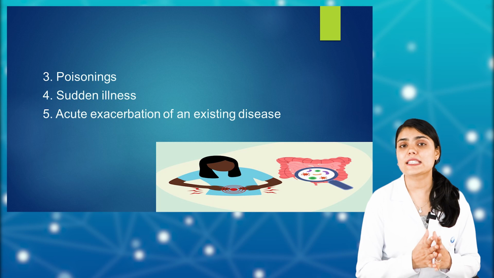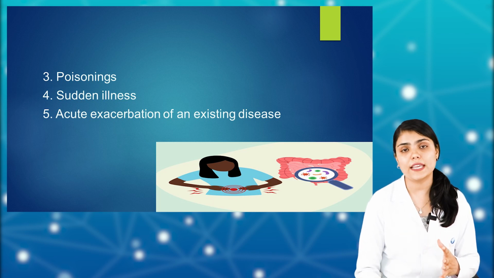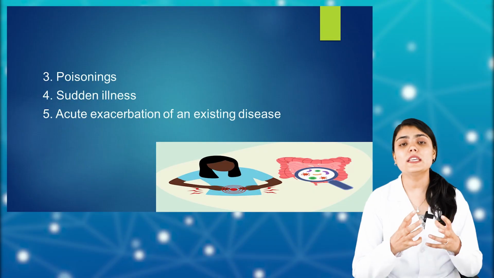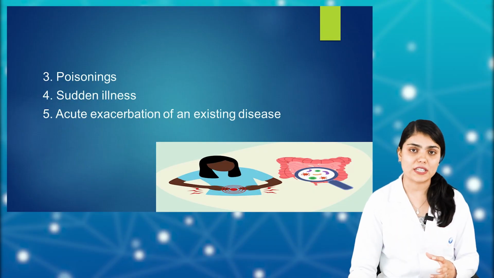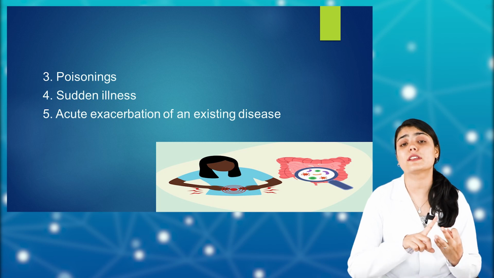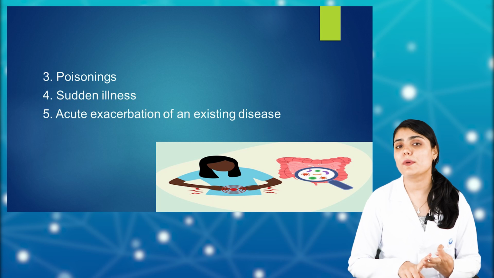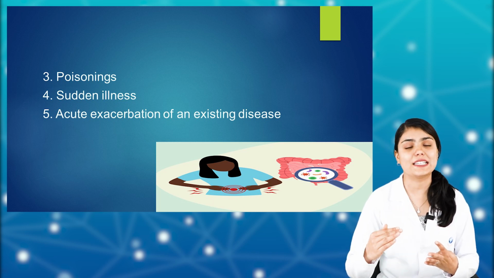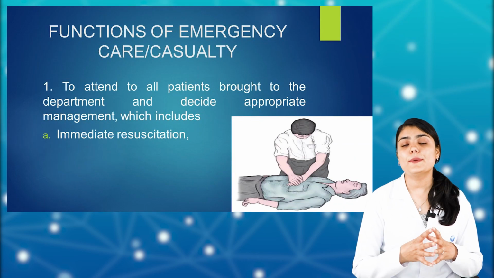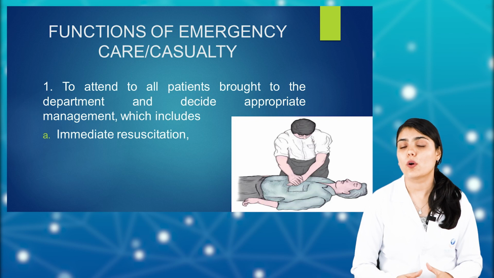The third type of case that can be seen in emergency is poisoning. The fourth reason why a patient can be seen in the emergency department can be a sudden onset of an illness, or it can also be because of the increased intensity of an existing illness. These are the few reasons why people come to the emergency department. They may come because of injuries, burns, sudden onset of illness, or because the existing illness increases in its intensity, and they may also come because of poisoning, falls, etc.